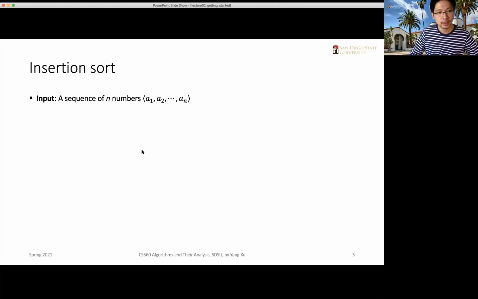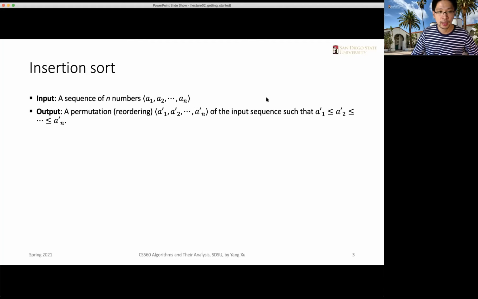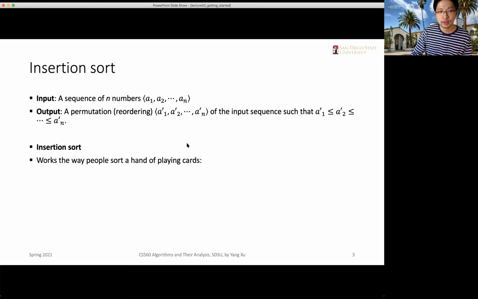Okay, so given such an input, for example, we have n numbers from A1 to AN, and we want a permutation of the inputs such that the first element is the smallest and the nth number is the biggest. We can use an intuitive way to think about it, because we all played playing card games. Well, I assume that we all know how to play a playing card game, right? So we usually want to sort a hand of cards, right?